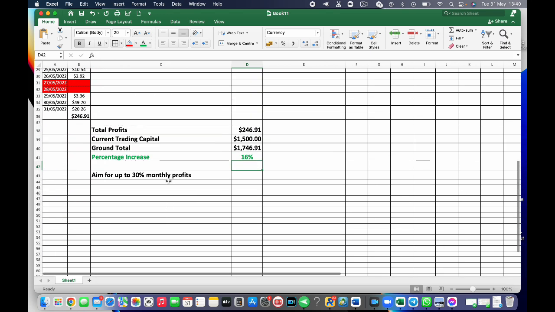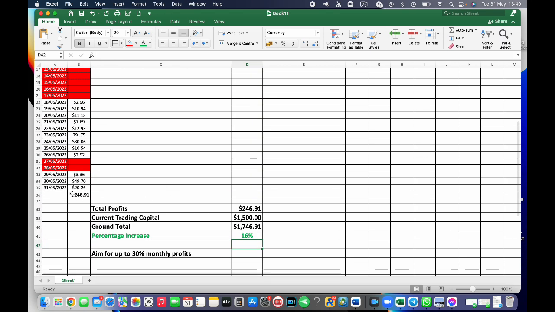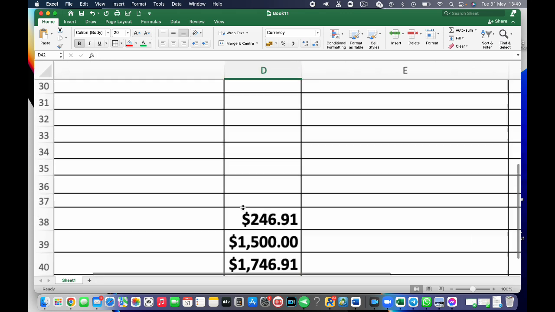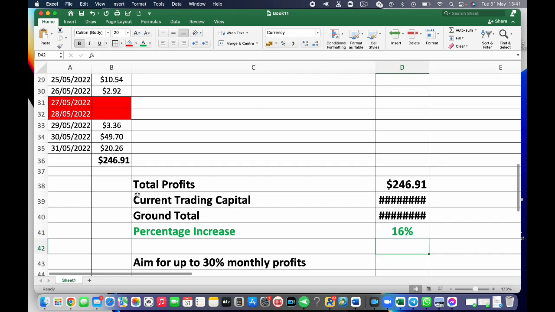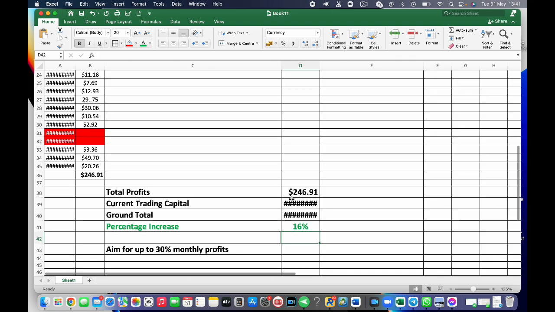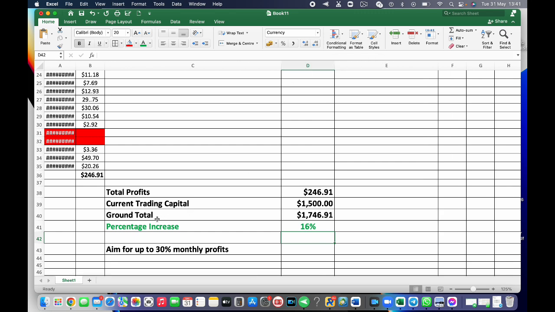So I went for that and I summed everything up. So this is my total profit. Let me make this a little bit bigger so that you can see it. This is my total profit for this month, right? And let's see, yeah, that's better. So this is my total profit and this is my current trading capital.